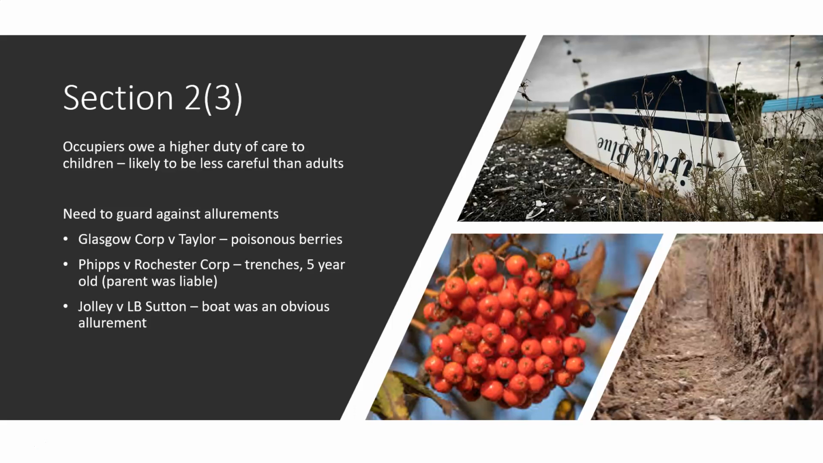Finally, it has to be foreseeable injury or damage. So if the injury or damage that the person sustained was not foreseeable, then certainly the defendant won't be liable. Because if it's not foreseeable, why would you have thought to remove it? You'd only remove things that would cause foreseeable damage or injury. So it wouldn't be fair to hold people liable for unforeseeable damage or injury caused from something that you just wouldn't see. However, in Jolly v LB Sutton, it was an upturned boat.